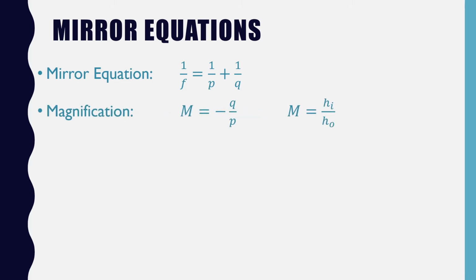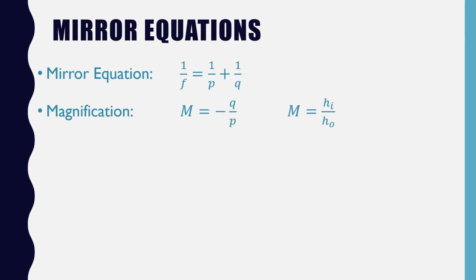A couple of other equations that we quite commonly use with mirrors are magnification equations. Magnification refers to how much bigger or how much smaller our image is than our object. Note that in physics, the term magnified or magnification refers to an image being bigger or smaller than the object, whereas in our everyday lives, we typically only think of magnification when something becomes bigger.